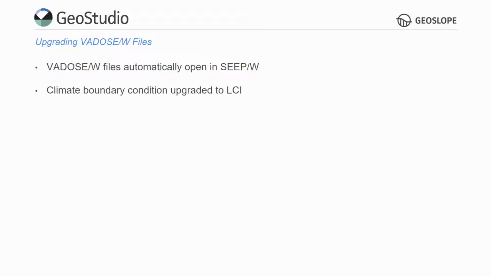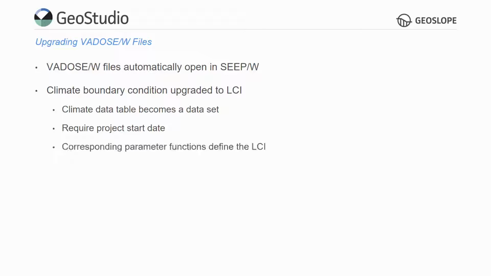A VADOSEW analysis created in GeoStudio 2012 or 2016 automatically changes to a SEEPW analysis when opened in GeoStudio 2018. A climate boundary condition defined in VADOSEW becomes a land-climate interaction boundary condition. The original climate data table upgrades to a new data set where each parameter is a function of time. A project start date is required to define the estimated solar radiation function and minimum-maximum relative humidity and temperature functions. By selecting these parameter functions from the drop-down menus, the land-climate interaction boundary is complete.